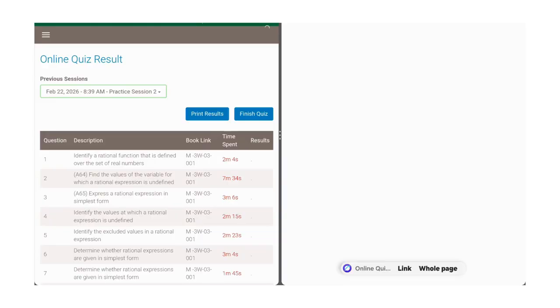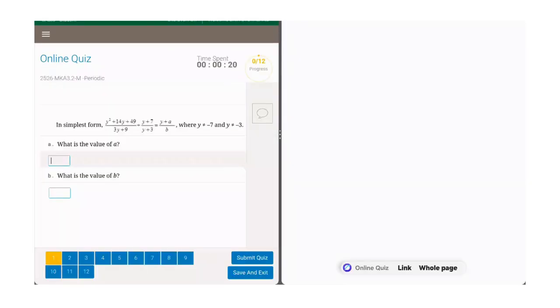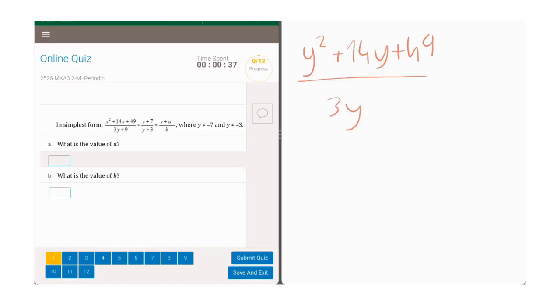That's your mistakes. Now we're gonna do the 3.2 quiz. Here, first question, it says in simplest form, we have the rational expression y squared plus 14y plus 49 over 3y plus 9 divided by y plus 7 over y plus 3.